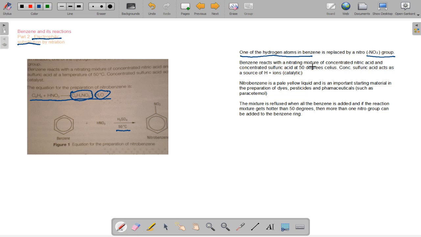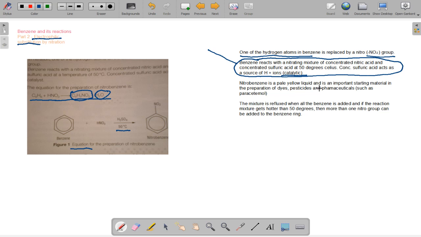And benzene reacts with a nitrating mixture of concentrated nitric acid and concentrated sulfuric acid at 50 degrees centigrade. Concentrated sulfuric acid acts as a source of H plus ions. So therefore H plus ions must be the catalyst in this reaction. Here, that is a nice note summary for your revision. So I recommend you write that down.